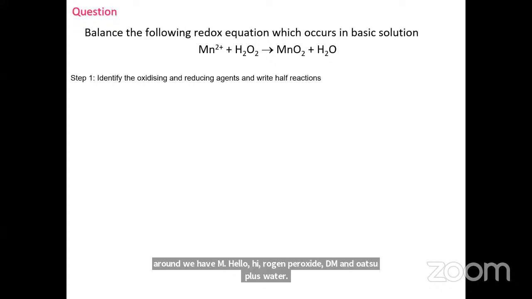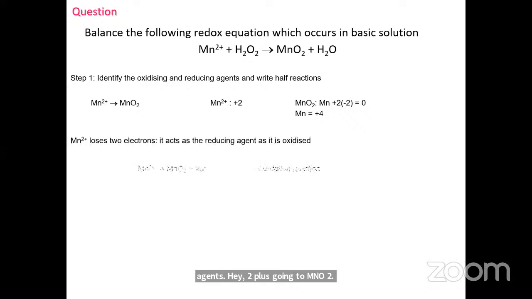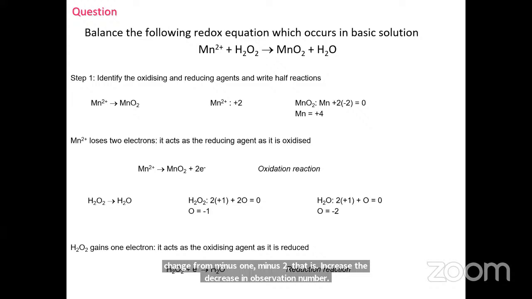In the same way, we identify the oxidizing and reducing agents. Mn2 plus going to MnO2, that is an increase in oxidation number. That is the oxidized species. And then the other one, hydrogen peroxide going to water. Oxygen changes from -1 to -2. That is a decrease in oxidation number. That is the reduction half. So we have identified the oxidation reaction. We have identified the reduction reaction.